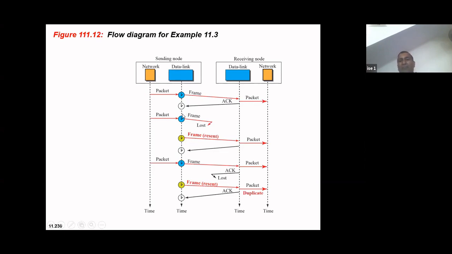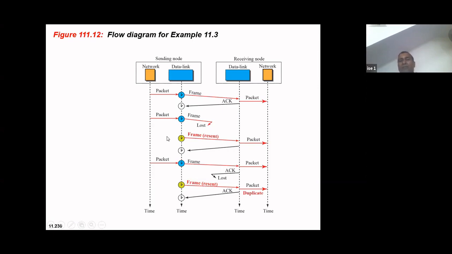Now what happens? The second packet was sent. This frame was converted, the timer was started for this particular frame, but in between this frame was lost. Now what happens when the frame does not reach the receiving node? It will not act on anything. It will not generate acknowledgement. It remains silent.